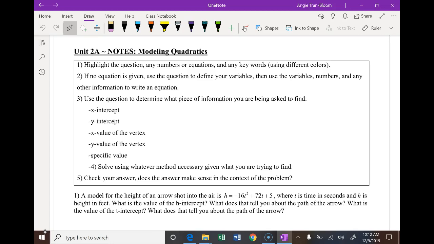Adam, can you help us read the guidelines? Number 1. I like the question. Any numbers or equations and any keywords for help. Yeah, you want to highlight important information. Number 2, Suzuki, help us with number 2, please. What equation is given?